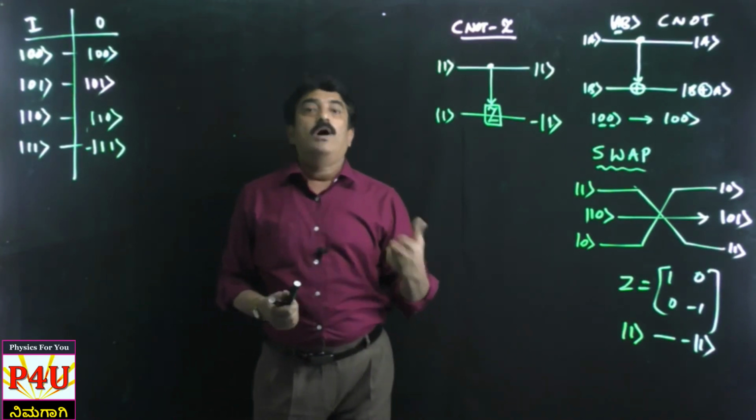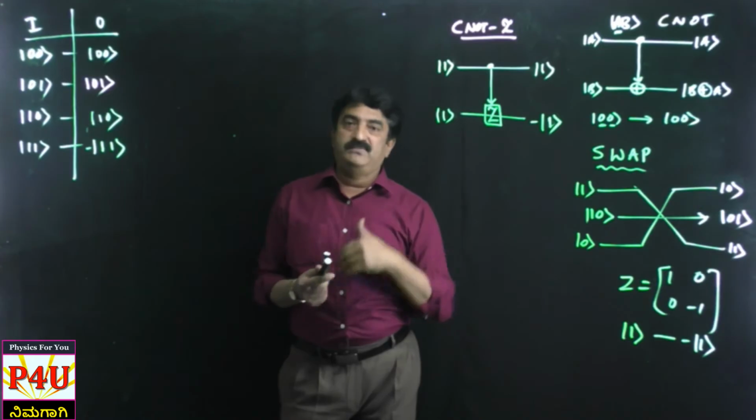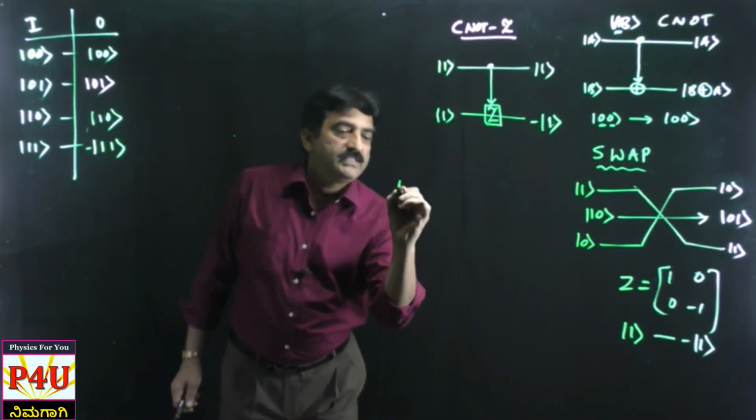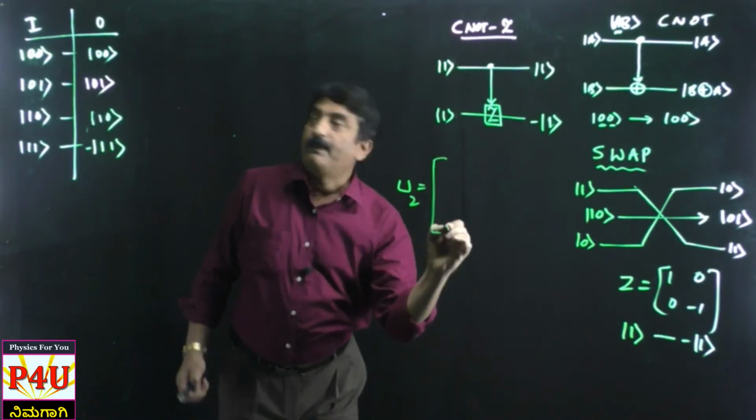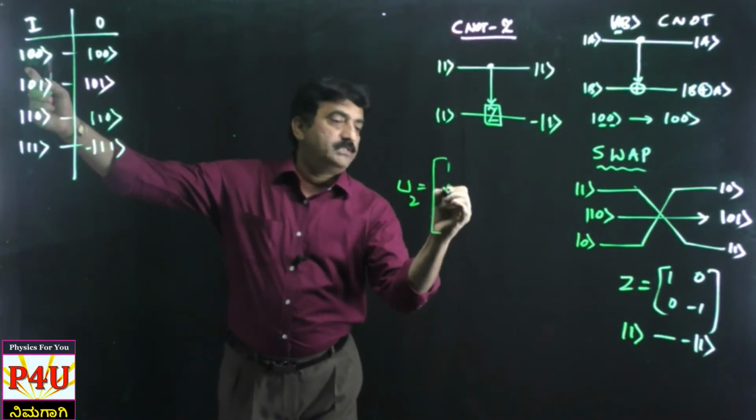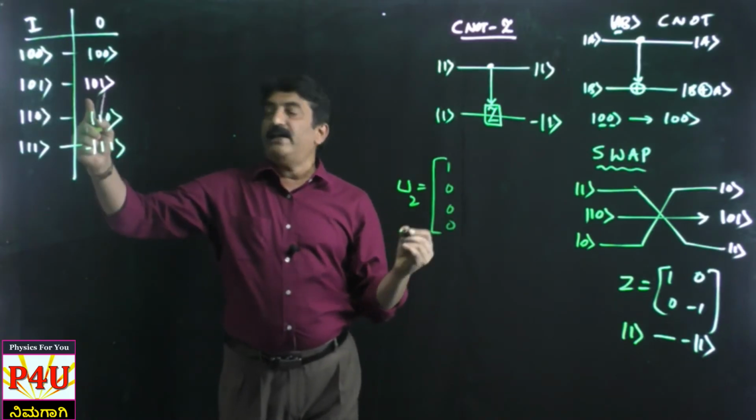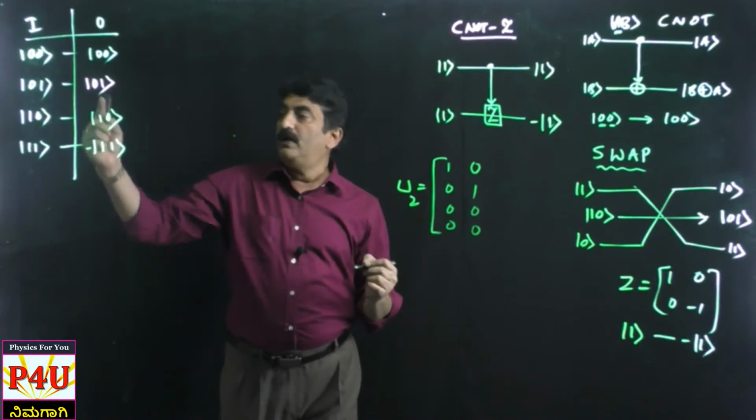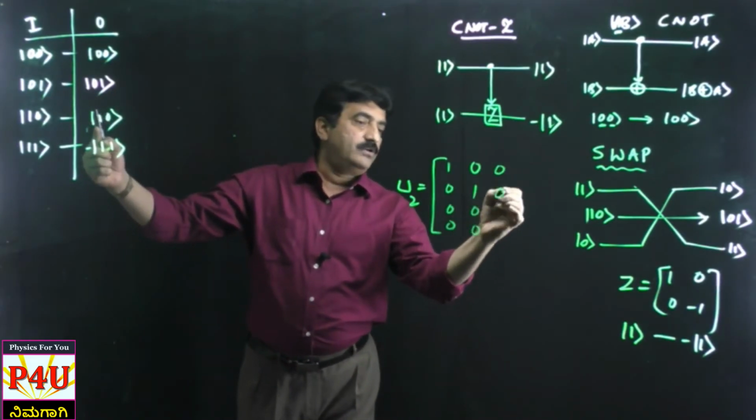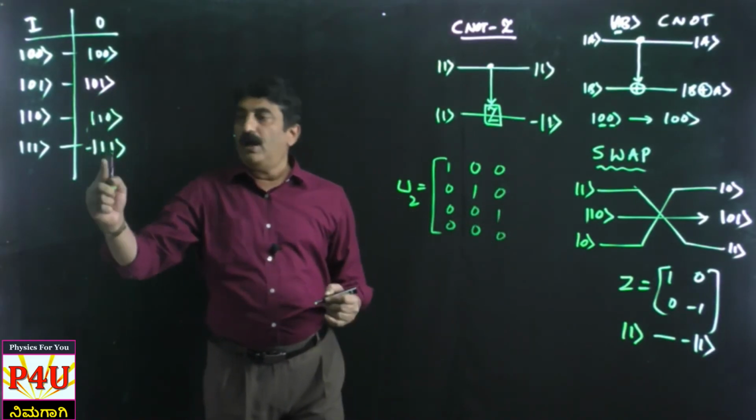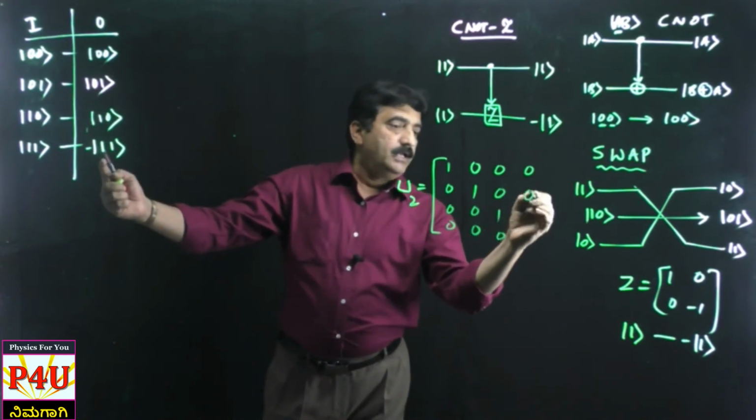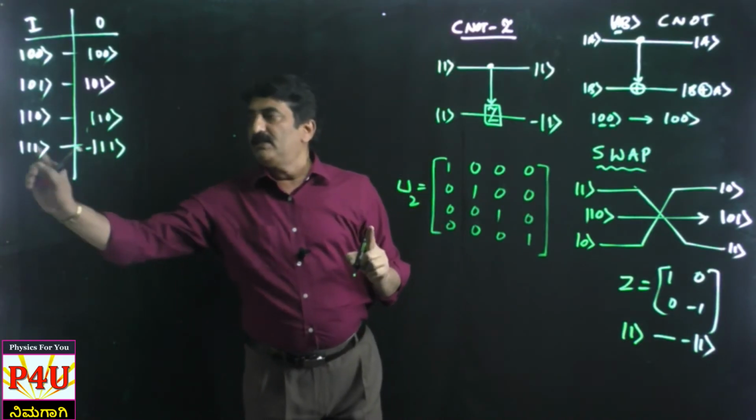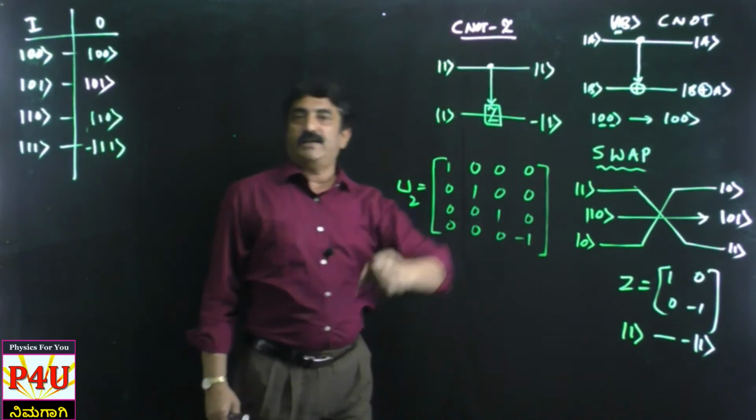Next, what should I write? Sir, you have to write the matrix form. Yes, I have to write the matrix form. As usual, UZ I write as: first row 1 0 0 0, second row 0 1 0 0, third row 0 0 1 0. In the last one, actually there is no change, but the only thing is the plus is becoming minus, so you write a minus sign here.